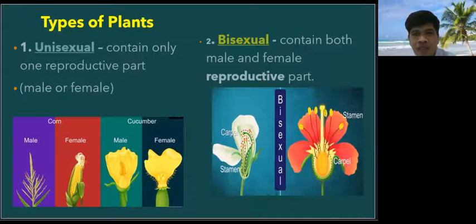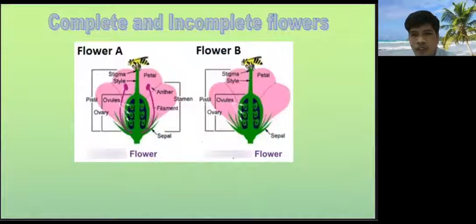Okay, let's try this one. Look at flower A and flower B. What can you say about the flower? Complete and incomplete flower. Which one is a complete flower and which one is an incomplete flower?